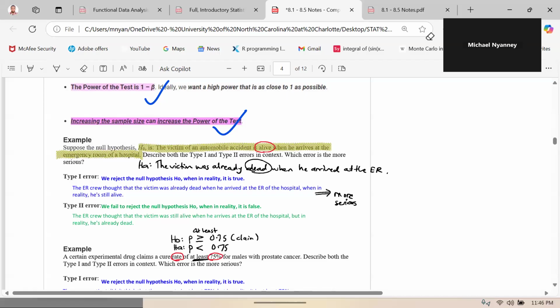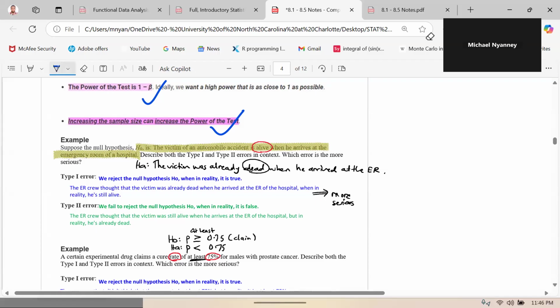Suppose we have the null hypothesis that the victim of an automobile accident is alive when he arrives at the emergency room of a hospital. So this is what we assume. That's the null hypothesis. You have to write the alternate, which will be the opposite of what you've written. So the alternate is that he is dead. The person was already what? Dead. Okay, since you've written your H naught, you've written what?